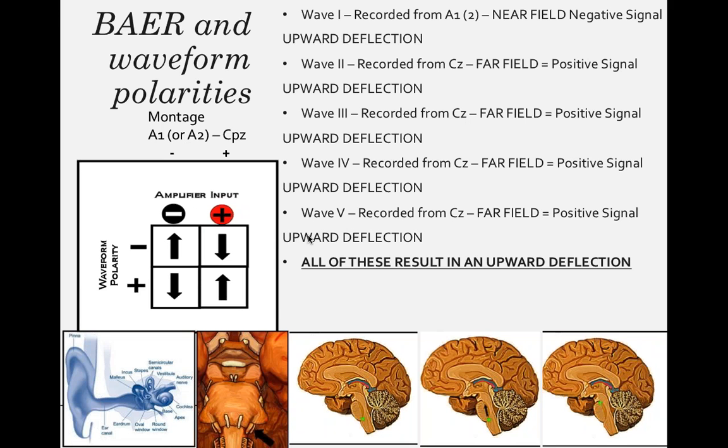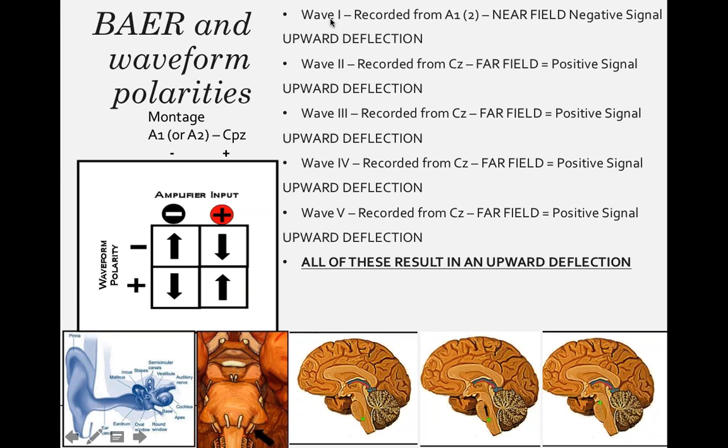So, getting back to the mixed field topic, we need to think about where these signals are being generated from and which electrode they are being recorded by. So remember, our montage is going to be A1 or A2 as our negative, reference to CPZ, our positive. And so let's go through these one by one.